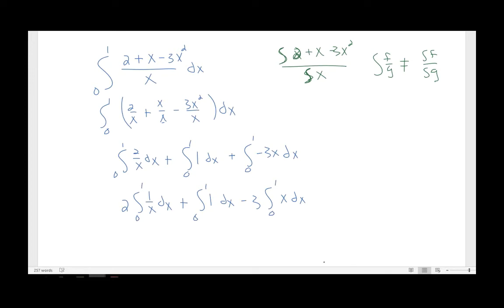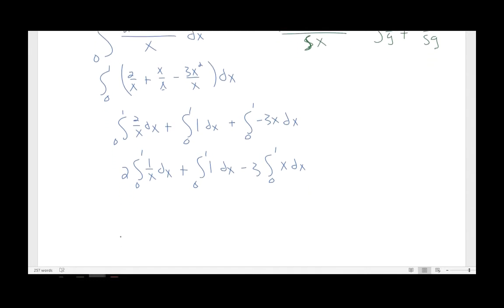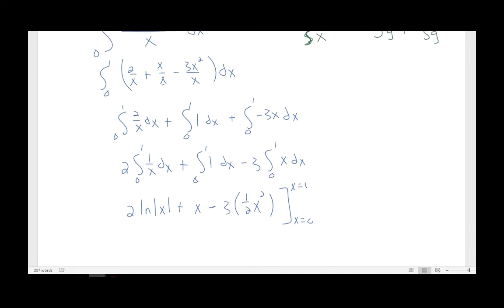So now what I can do is evaluate each of these integrals individually. So the integral of 1 over x I know is ln of absolute value of x. The integral of 1 is just x. And then the integral of 3x is 3/2 x squared. And what I would do at this point is evaluate all of this from 0 to 1. So I would take x equals 1, I'd plug it into all of my x variables. I would take x equals 0 and plug it into all of the variables, right, and subtract those results.